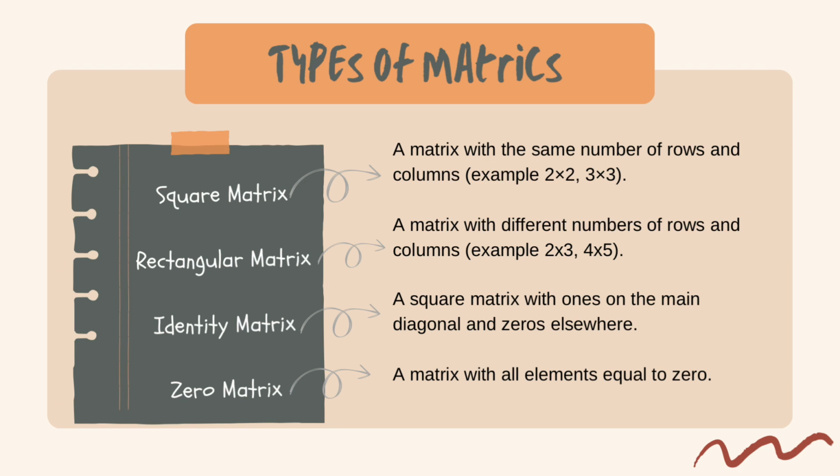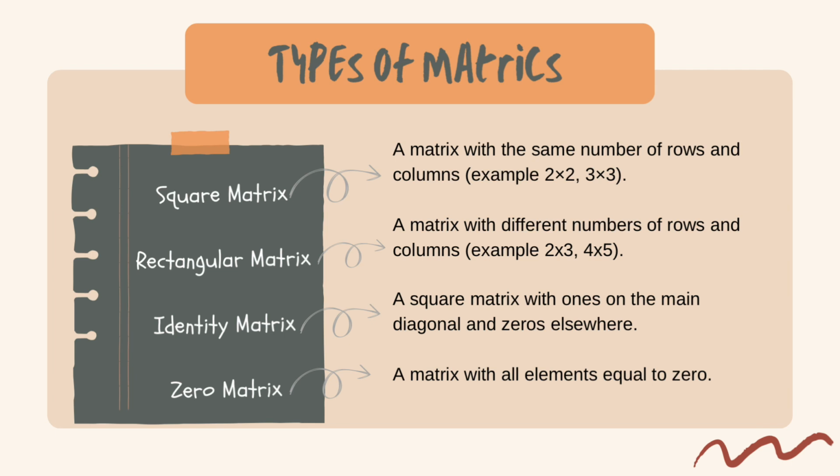So there are various types of matrices. In this presentation, we're just going to name a few, maybe just four, in brief. So you have a square matrix, a rectangular matrix, an identity matrix, and also a zero matrix. The square matrix is a matrix with the same number of rows and the same number of columns. Example, 2 times 2 and 3 times 3. So that would be 2 rows, 2 columns, or 3 rows, 3 columns.